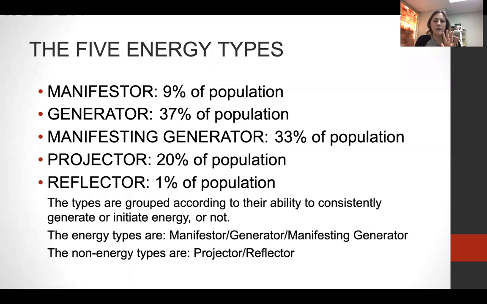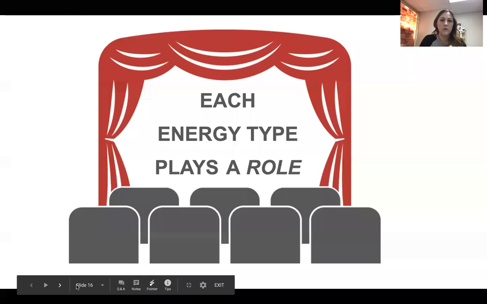So these are the 5 types, and they're grouped according to their ability or consistency to generate or initiate energy or not initiate energy. The energy types are the manifestor, generator, and manifesting generator, and the non-energy types are projector and reflector. And each type plays a role.